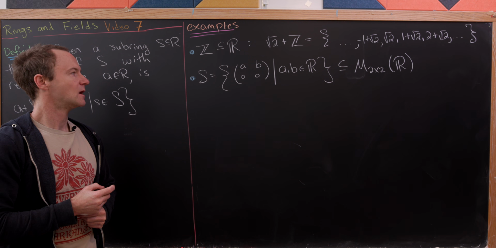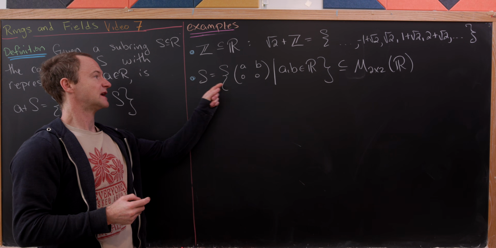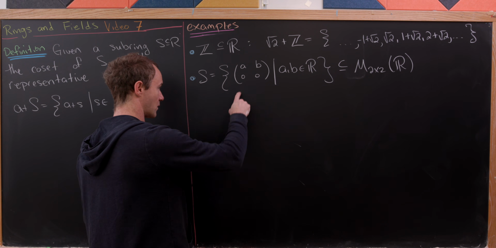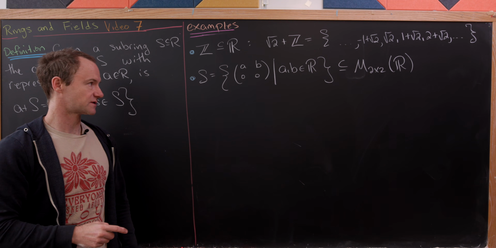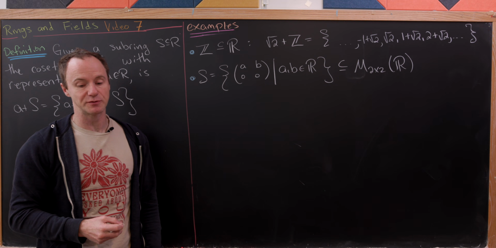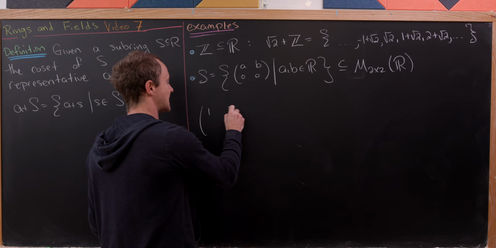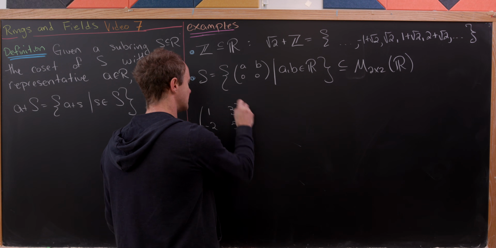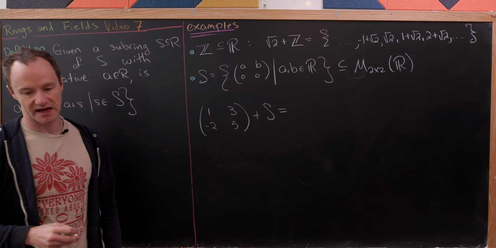Okay, so now let's look at another example, and let's say that S is going to be this following subring. So it's going to be all the matrices of the form A, B, 0, 0, where I read those as the first row first, and where A and B are real numbers. And this is a subring of the ring of 2 by 2 matrices. Now let's look at the following coset. So the coset is going to be attached to the matrix 1, 3, negative 2, 5. Okay, so there's our coset, 1, 3, negative 2, 5 plus S.